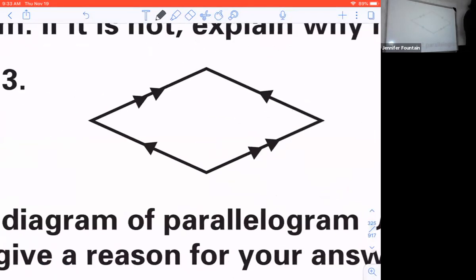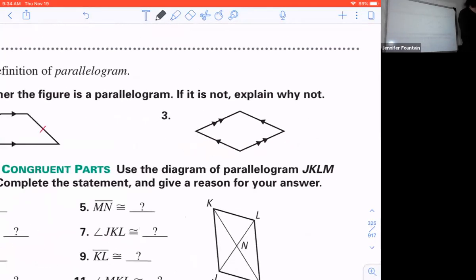Let's look at number 3. Is it four-sided? Yes. Do I have two pairs of opposite sides that are parallel? Yes. Because they are parallel, I can also look at my opposite angles. Now, what if I drew a diagonal from here to here and a diagonal from here to here? What would happen? They would bisect each other, so it is a parallelogram.